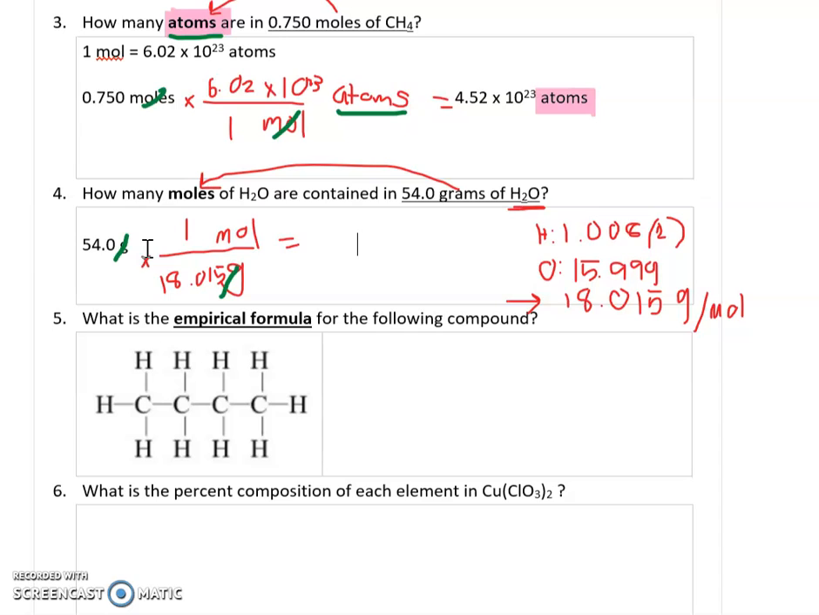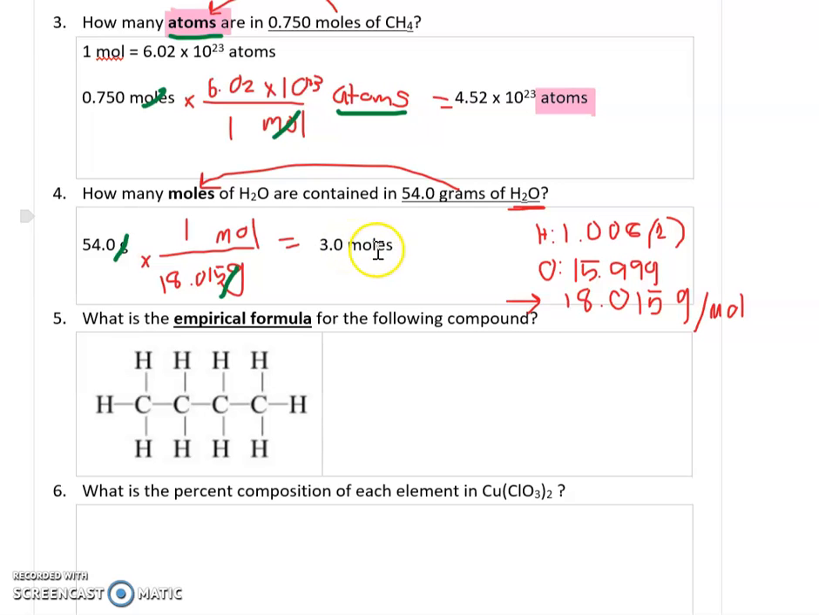So I have moles left. And now I only have to solve the math. So 54 is on top, 18.015 is at the bottom, so I have to divide 54 divided by 18.015. And that is 2.99, which approximately is 3.0 moles. 2.99 rounded up to 3 moles.